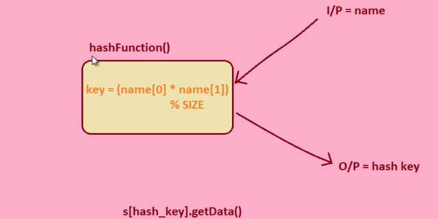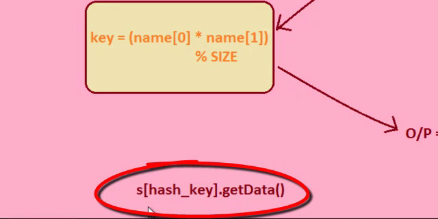This hash function works like this. It multiplies the ASCII value of the first two letters in the name and calculates the mod of it with the maximum size of the array. It returns this value as the hash key. Then we store the record at that position in the array using this statement, s of hash key dot get data. We get the data at the position hash key.